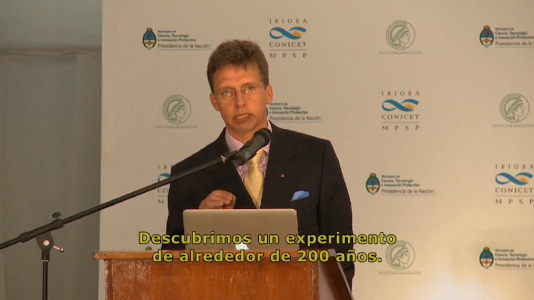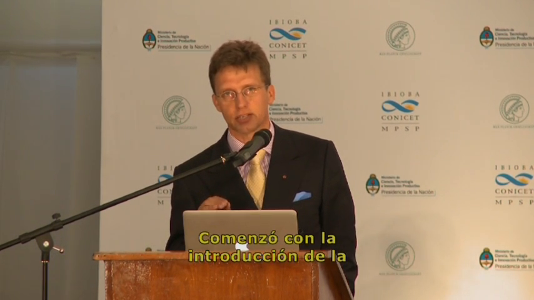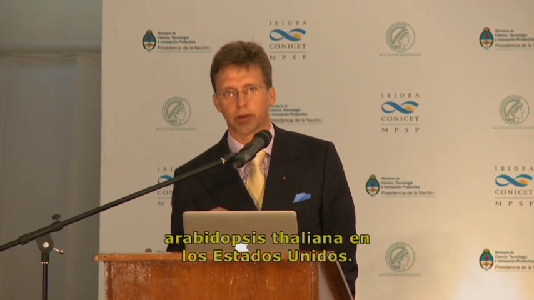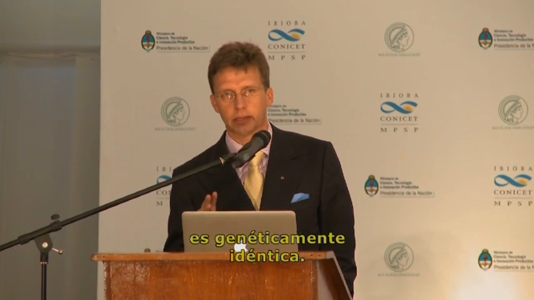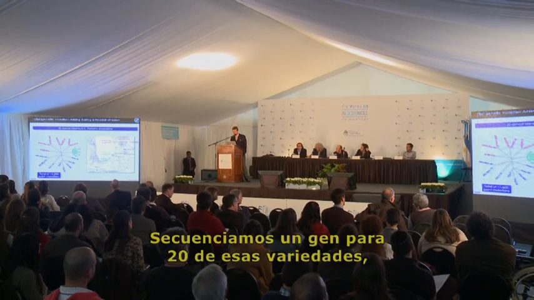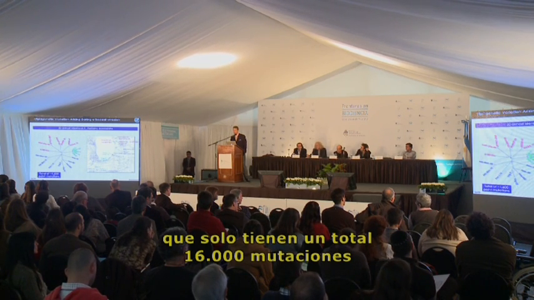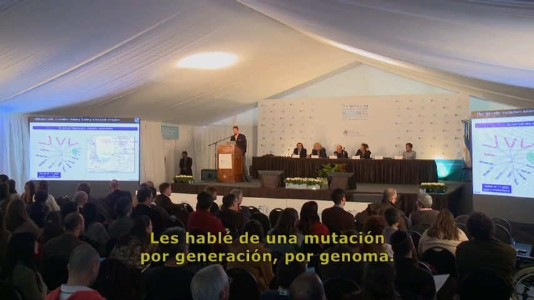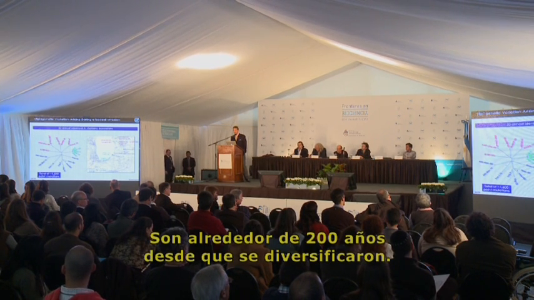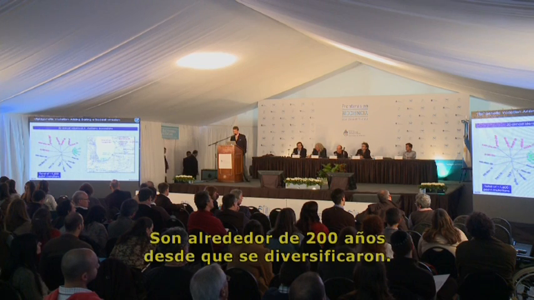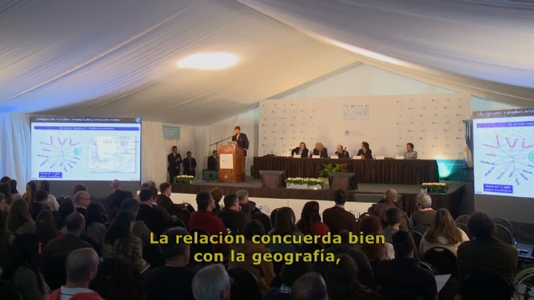We discovered an experiment that's about 200 years old, and that was started when white settlers introduced Arabidopsis thaliana to North America. About half of Arabidopsis thaliana in North America is genetically mostly identical. So we sequenced the genome of 20 of those strains. They only have a total of 1,600 mutations. To the root are about 200 mutations. I told you 1 mutation per generation per genome, so about 200 years since they diversified. And the relatedness fits well with the geography.